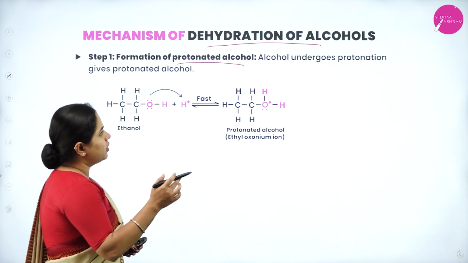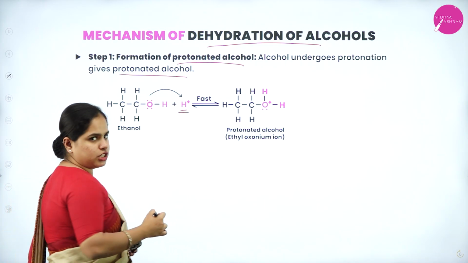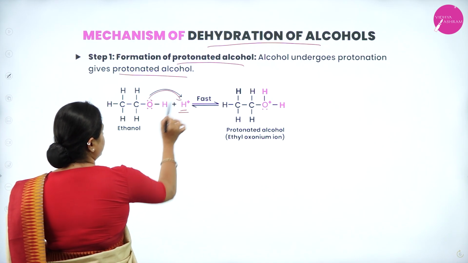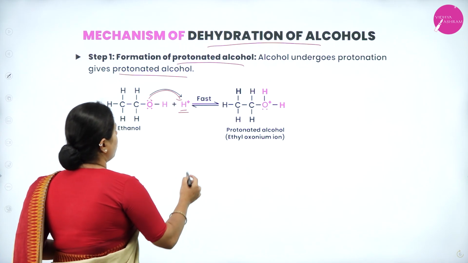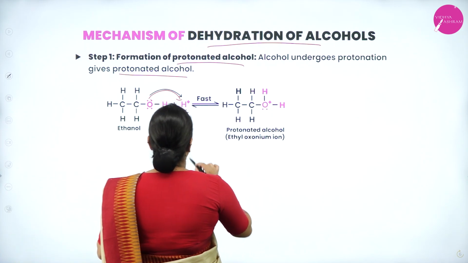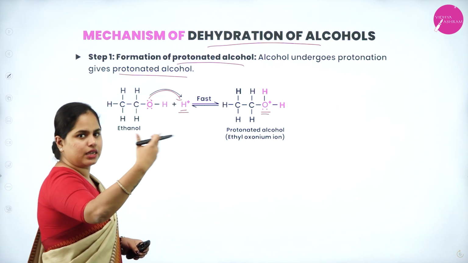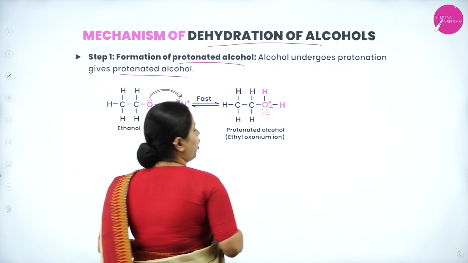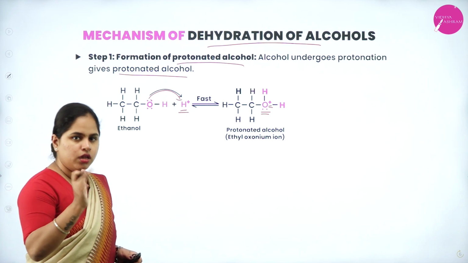The alcohol undergoes protonation and gives protonated alcohol. We are going to add H+ to it. What is going to happen? This oxygen will donate its electrons to this hydrogen, that is, the H+ ion, your proton, and you get that hydrogen here. As the oxygen accepts this H+, it is sharing its electrons with the hydrogen, so the oxygen will get a positive charge. This is called protonated alcohol because it has a positive charge.